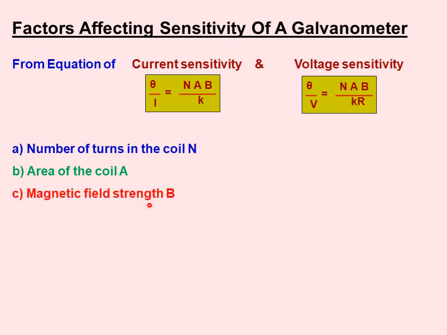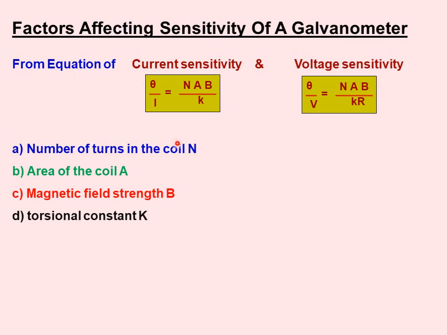Then third, magnetic field B. Here you can see, if you increase the magnetic field in the galvanometer coil, definitely the sensitivity of the coil will increase. And at last, the torsional constant K, and in voltage sensitivity the resistance R. If you increase K and R value, then definitely the sensitivity of the galvanometer is going to decrease.